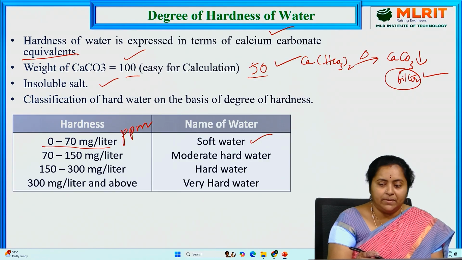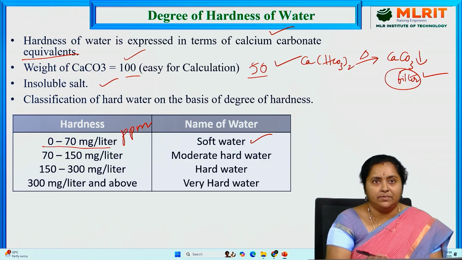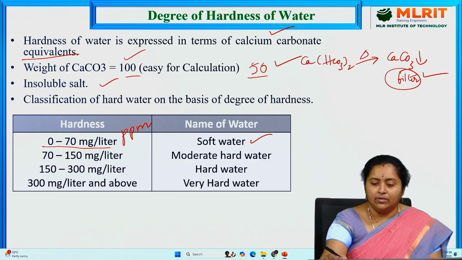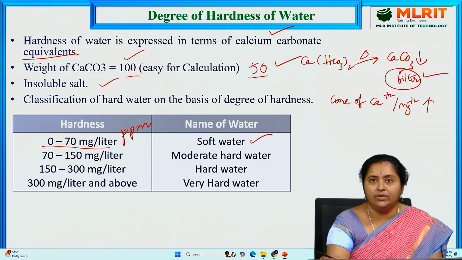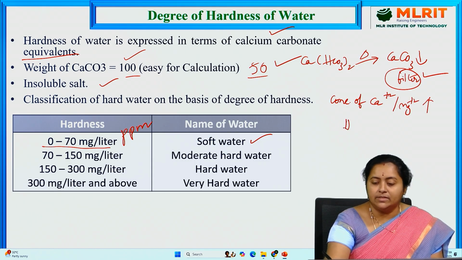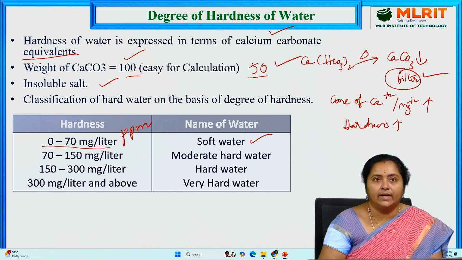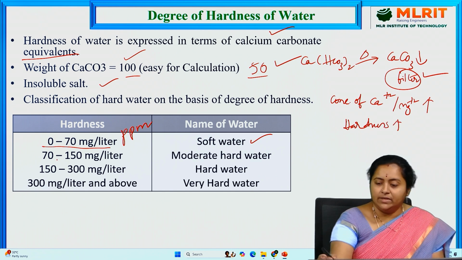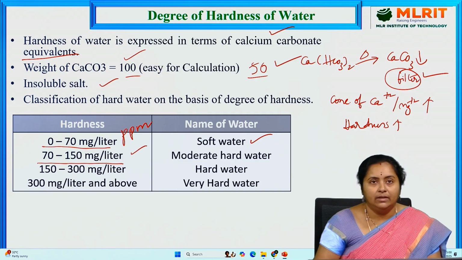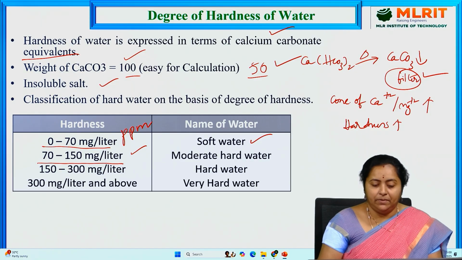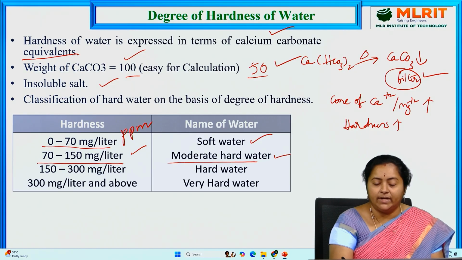See, if the presence of salts gets increased, that means the concentration of salts of calcium and magnesium gets increased, then what will happen? Hardness also gets increased. So these two are directly proportional. As I told you, if it is getting increased, see the next range, that is 70 to 150 milligrams per liter or ppm. That one we will call moderate hard water.